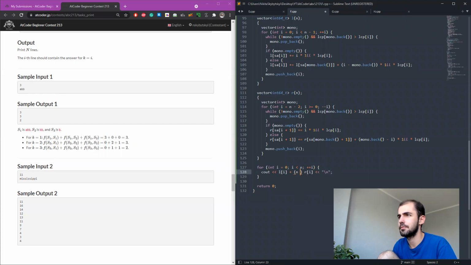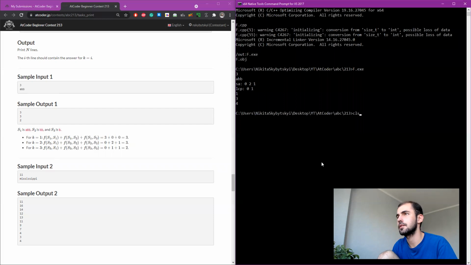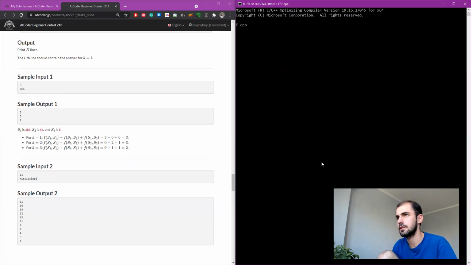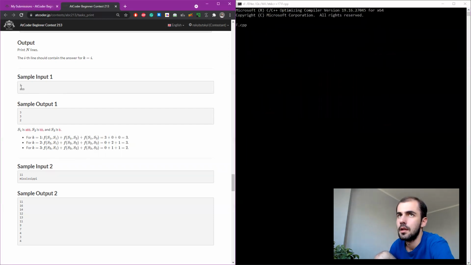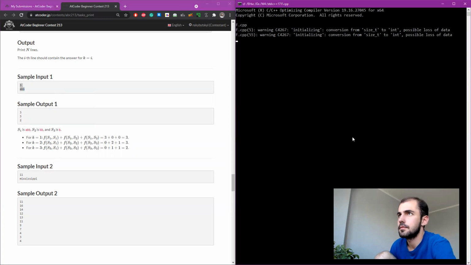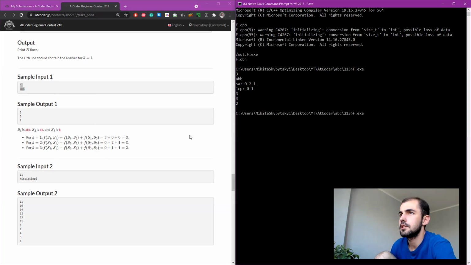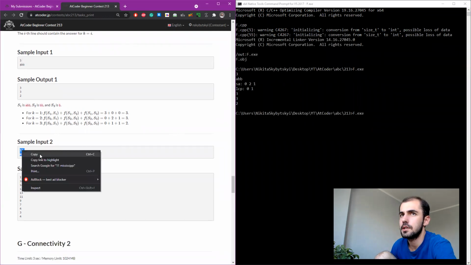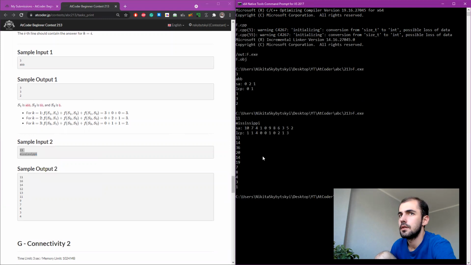Vn minus I is the length of the I-th suffix. So 3, 3, 2, more like it. 11, oh. Does not look great. Does not look great.